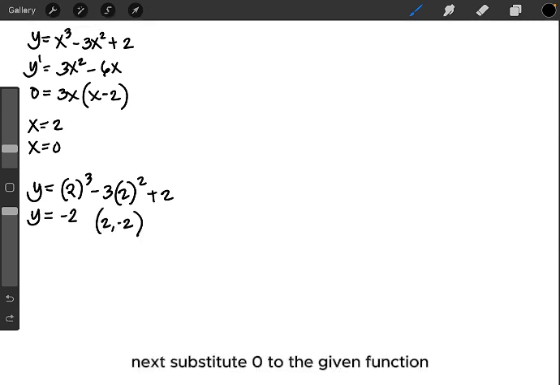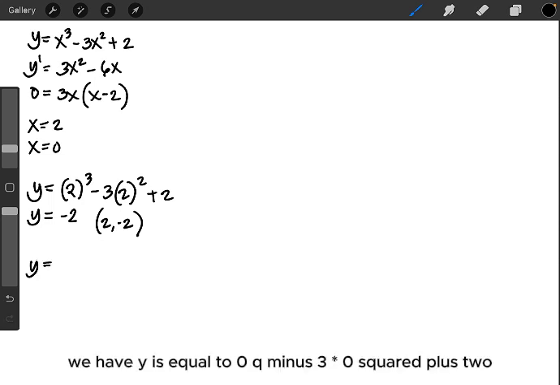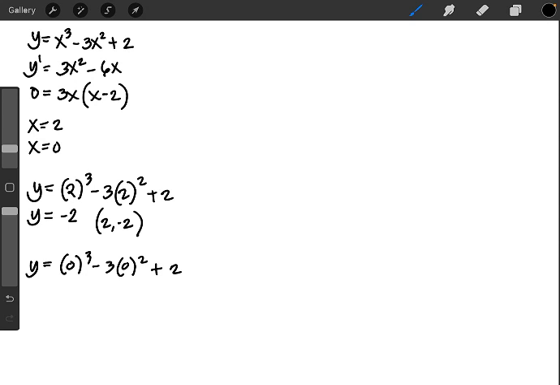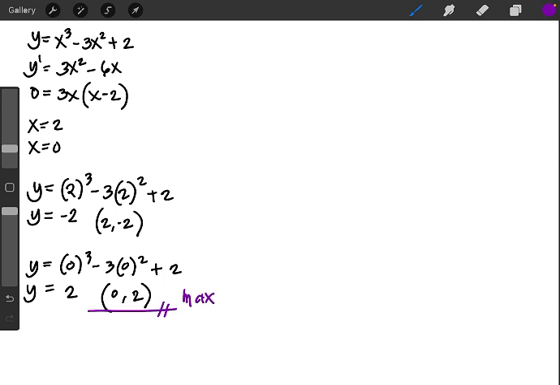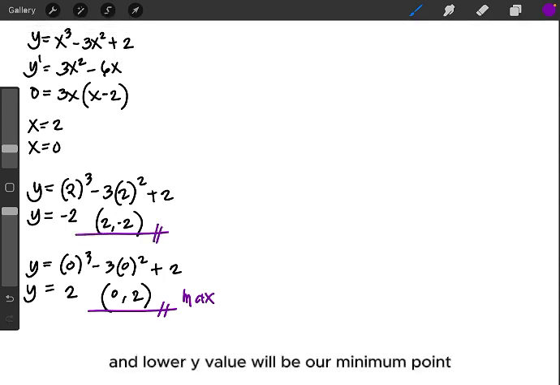Next, substitute 0 to the given function. We have y is equal to 0 cubed minus 3 times 0 squared plus 2. We obtain y is equal to positive 2. Therefore, our critical point is (0, 2). The greater y value will be our maximum point, and the lower y value will be our minimum point.